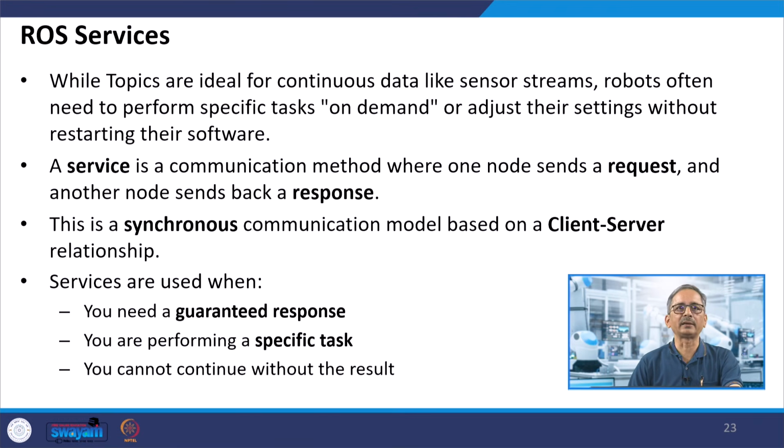Next, let us look at the ROS services. While topics are ideal for continuous data like sensor streaming, robots often need to perform a specific task on demand, or adjust their settings without restarting their software. So a service is a communication method where one node sends a request and another node sends back a response, and this is a synchronous communication model based on the client-server relationship.